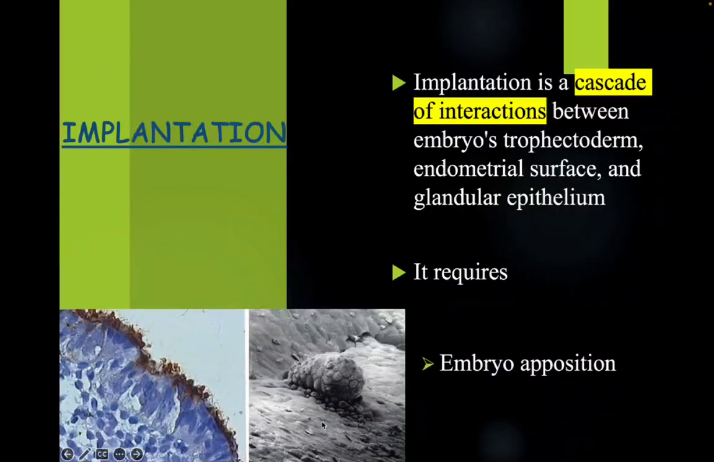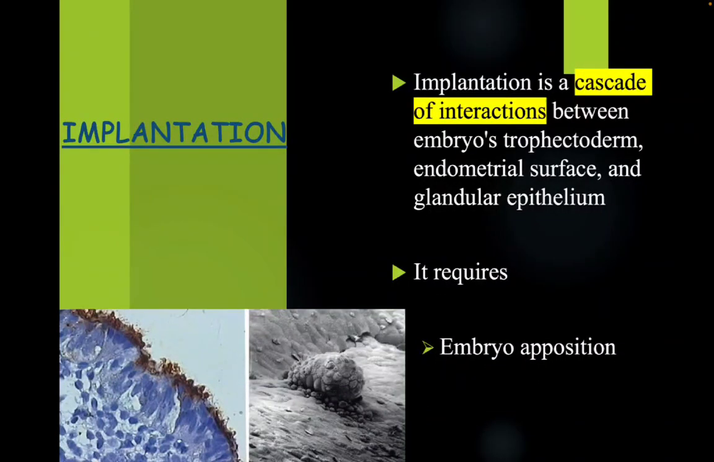It requires 3 steps. First is embryo apposition. Embryo apposition means the embryo is coming over the endometrium. Then it gets adhered to the endometrium. The second step is adhesion. Adhere means glued, it is getting glued to the endometrium. The third step is burial, it is getting buried into the endometrium, so it is invading the endometrium.